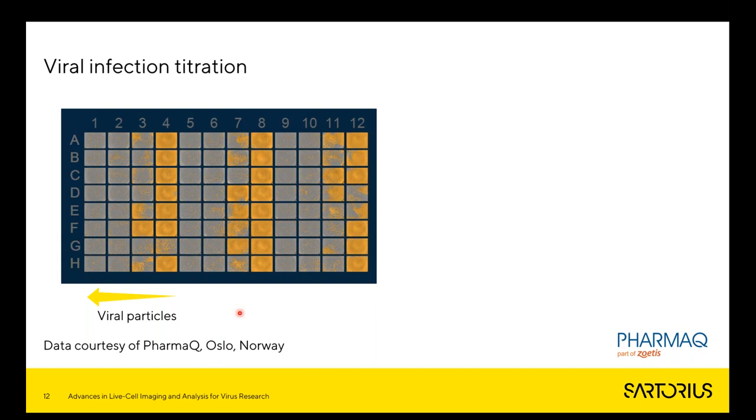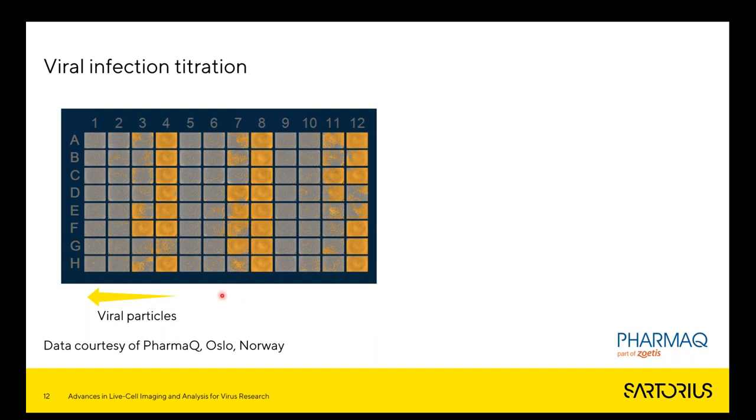Researchers at PharmaQ have used the Incucyte with the confluency mask to study viral infection titrations and assess the effect on cell density. One of the key features that stands out in the Incucyte software is the vessel view, which allows users to quickly assess the images acquired in the whole vessel, in this case a 96-well plate, showing the images in HD phase plus the HD phase masking.